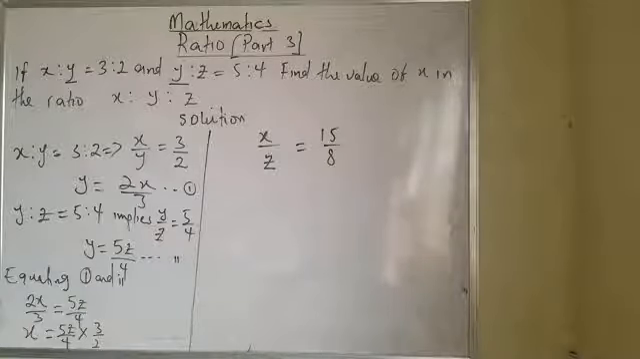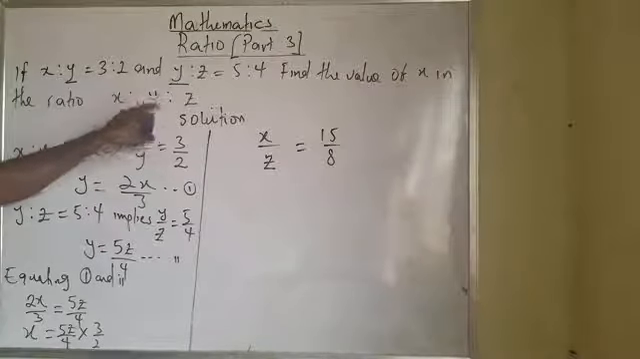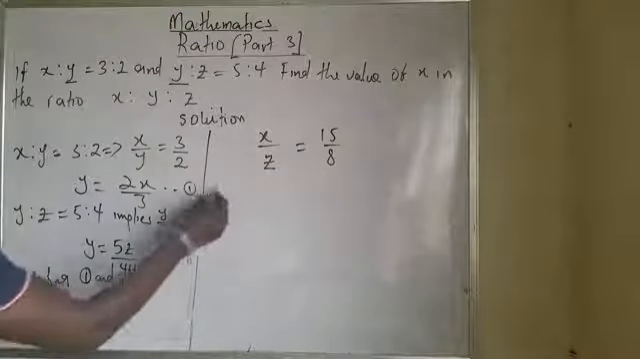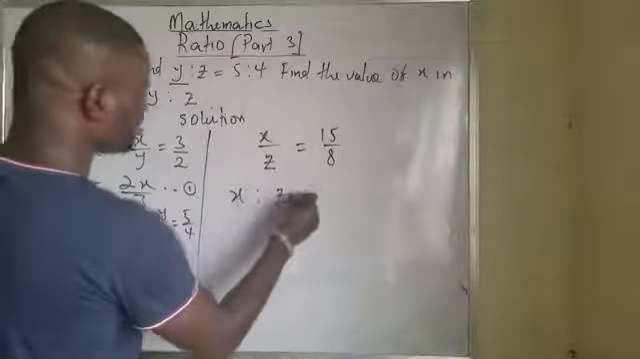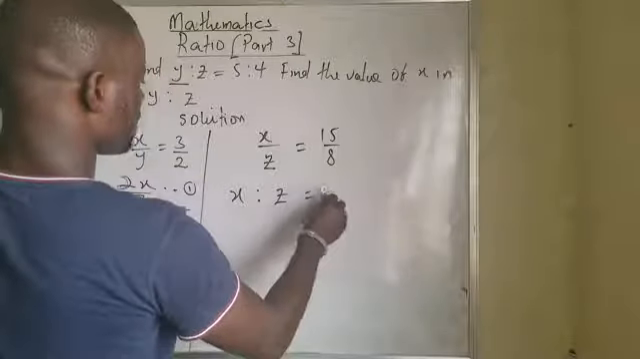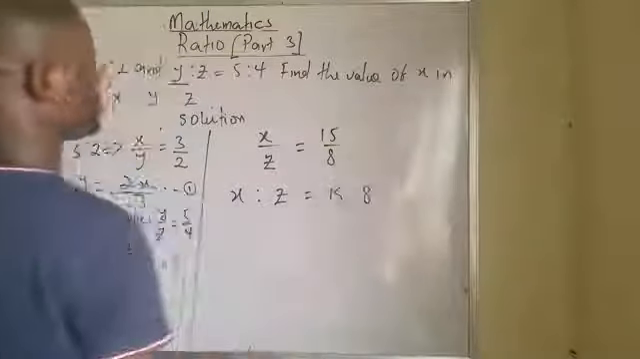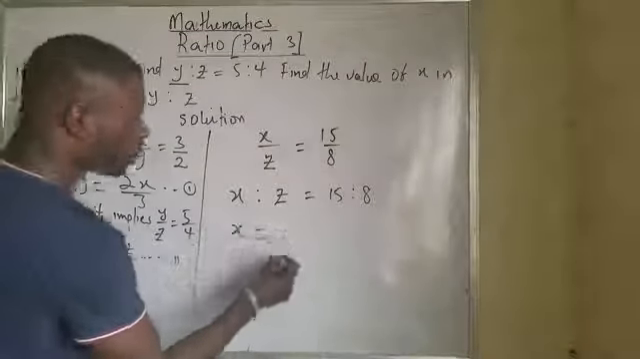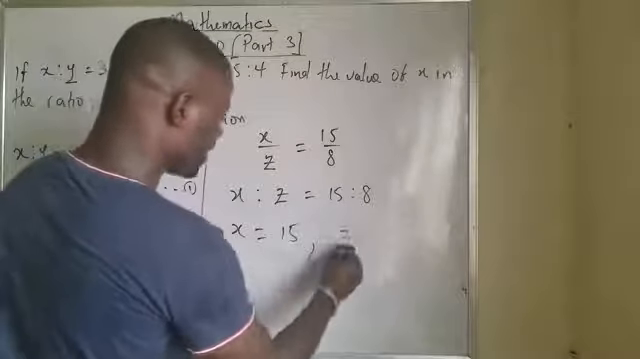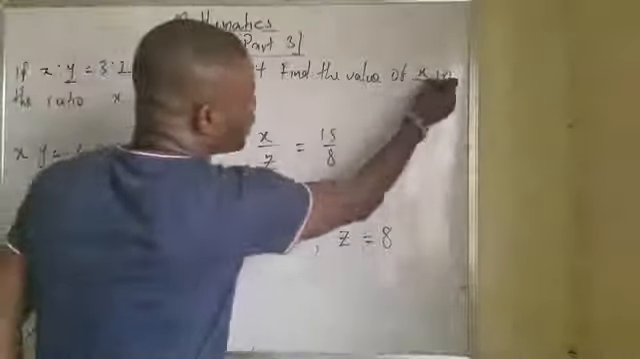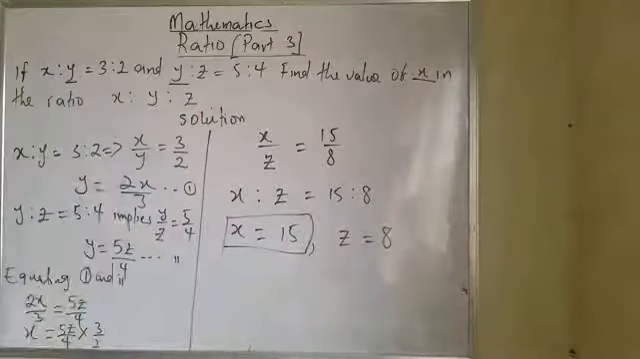Find the value of x in the ratio x ratio y ratio z. Now, what I need to do is that my x ratio z will be equal to 15 ratio 8. 15 ratio 8. It means my x equals 15, my z equals 8. That is the interpretation. Now, what am I looking for? I'm really working towards this. That is all.